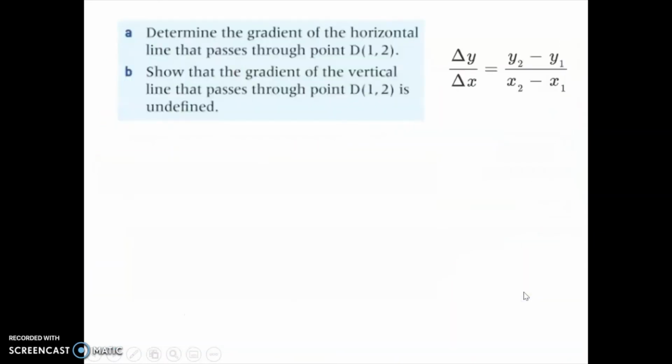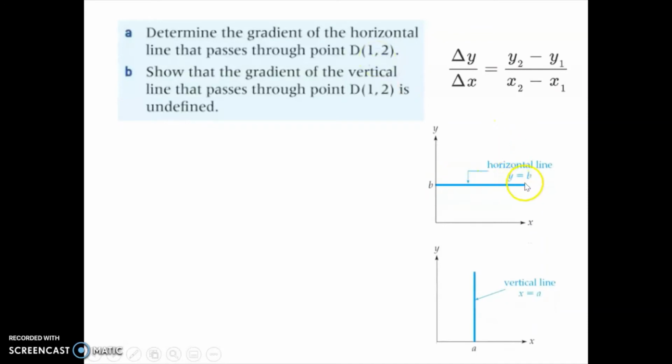Okay, how about this one here? It says determine the gradient of a horizontal line. So we were just talking about a horizontal line that passes through this point. What would the slope be of a horizontal line passing through this point? Well, let's recap real quick. Horizontal lines look like this, and they always have equation y equals whatever value we have here. And vertical lines look like this, and they have x equals whatever this x value is. Those are the equations of horizontal and vertical lines.